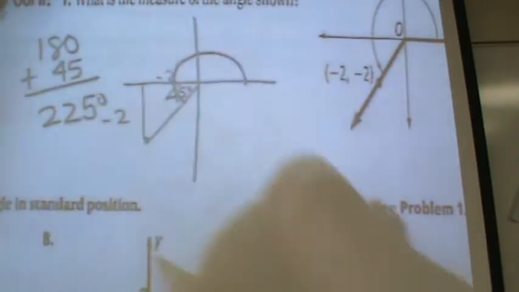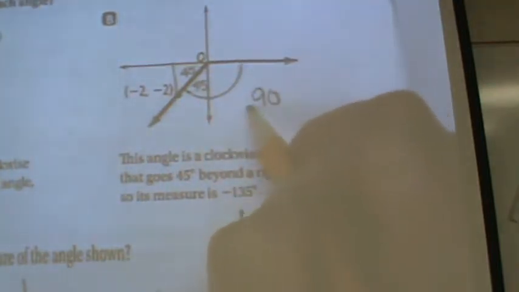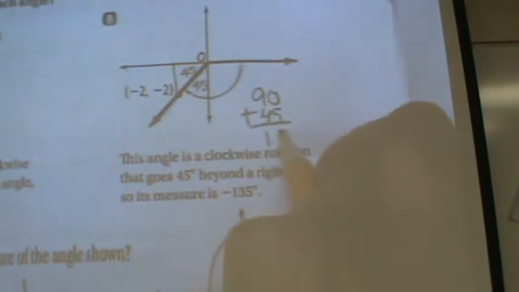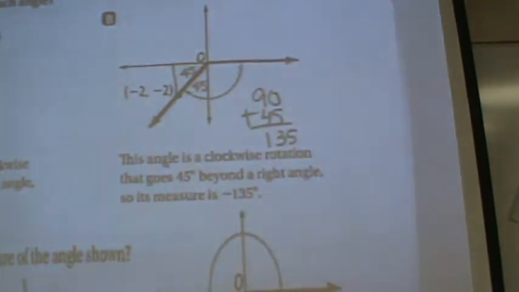So now if I asked you to measure from here to here, what's that angle? 180, and then what's this? 45. So what's 180 plus 45? 225. So this is a 225-degree angle. Same with the one here, even though it gave you the answer. This is a 45-degree angle right here. Over 2, down 2. This is 45, which means this is 45. And from here to here is 90. 90 plus 45 is 135. Negative 135. Get it?